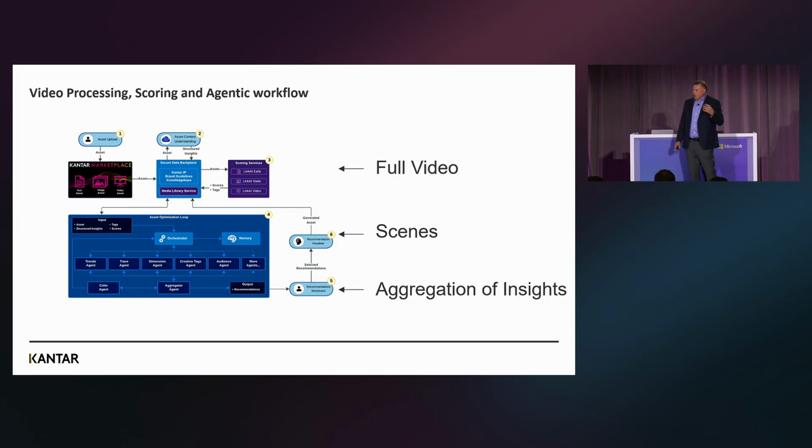We then use Azure Content Services to split up the video into scenes that make sense. It could be a 1-second, 2-second, 3-second scenes that are logical to analyze. Those scenes go into a whole network of agents that are processing this. They all process them in parallel, and they leverage the Kantar IP, of course. So you see there's a bunch of different agents. Let's talk about 2 of them.